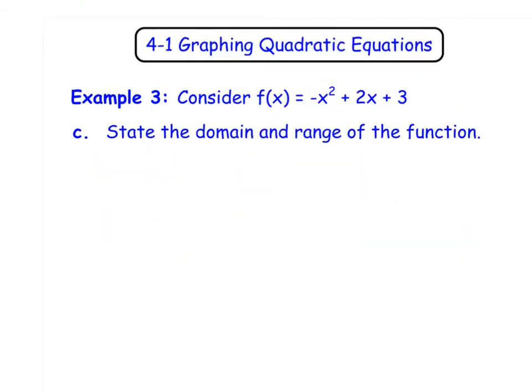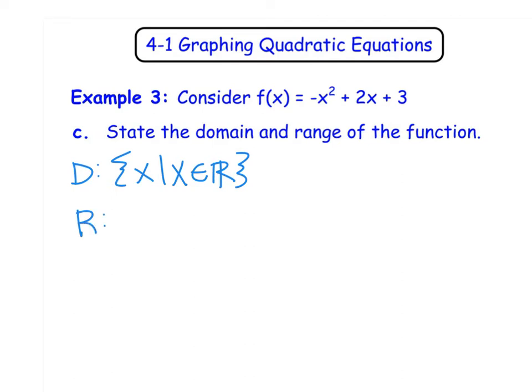Then we have part C, which we need to use the information we just found from part B. So we know that our vertex is 1, 4. So we're supposed to state the domain and range of the function. So remember that domain is the possible x values. So essentially, what can you plug into this function? What can you square, apply a negative to, and add to twice that number and add 3 to? And that's going to be any number. So for all quadratics, unless there's some restriction, which in general there's not, you're going to have all real numbers for your domain. So x is an element of the set of real numbers.